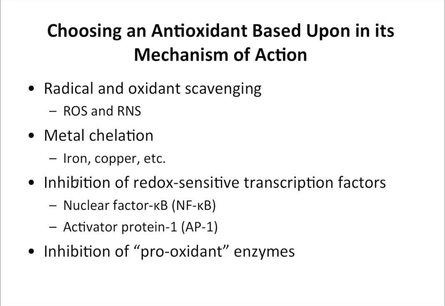You may also choose an antioxidant that inhibits redox-sensitive transcription factors. Two examples of those are nuclear factor kappa B and activator protein 1, also known as AP1. These can cause oxidative type reactions in the body and also in the skin, and preventing their action could be a way for an antioxidant to function in this respect. You could also choose an antioxidant that inhibits pro-oxidant enzymes, and this is another category that we won't really discuss any more than what we're talking about on this slide. But just for your information, there are ways to go about that.